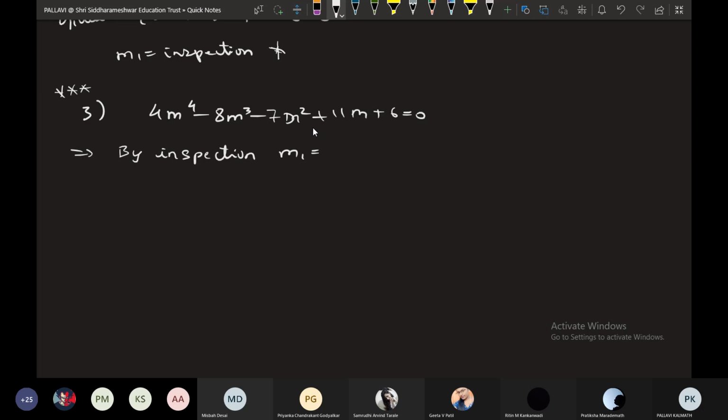By inspection, we usually try 0, 1, 2, 3 and so on. If you have got the first root as minus 1, that is also correct, and if you have got the first root as 2, that is also fine. When you have got the first root as 2, what cubic equation did you get? 4m cube plus 0 minus 7m minus 3 equal to 0.